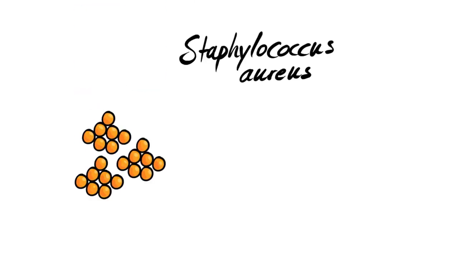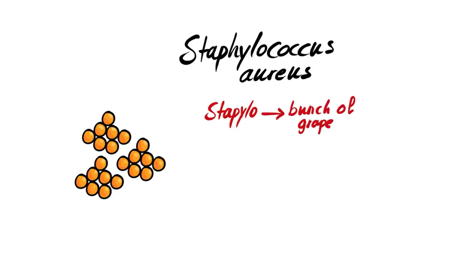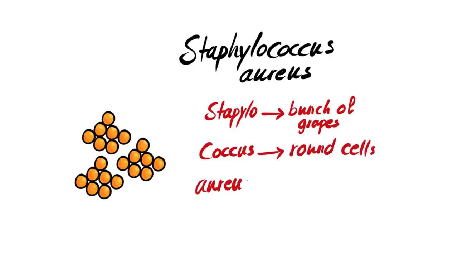Any bacteria's name is composed of two words. The first one refers to the name of the genus, and the second one refers to the species name. We'll take Staphylococcus aureus as an example. So Staphylococcus is the genus, and aureus is the species. Also, the name of the microorganism might refer to its shape, like in our example. Staphylo means a bunch of grapes, or a cluster, and coccus means round cells. Aureus means it looks like gold in color when we culture it.